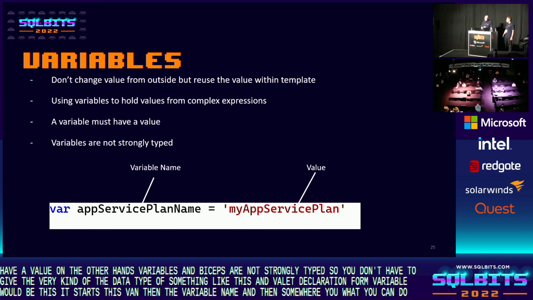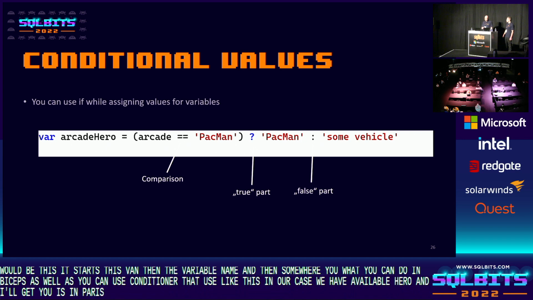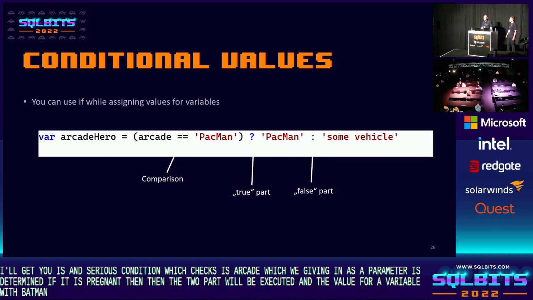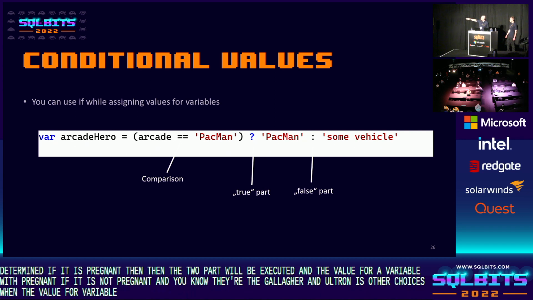What you can do in Bicep as well is use conditional values like this. In our case, we have our variable arcade hero. And there is a condition which checks: is arcade, which we gave in as a parameter, Pac-Man? If it is Pac-Man, then the true part will be executed, and the value for our variable will be Pac-Man. If it is not Pac-Man, and there are Galaga and Outrun as other choices, then the value for our variable would be some vehicle, right?